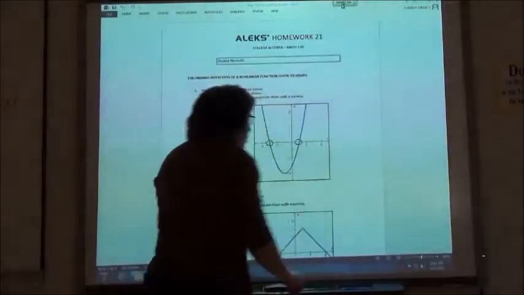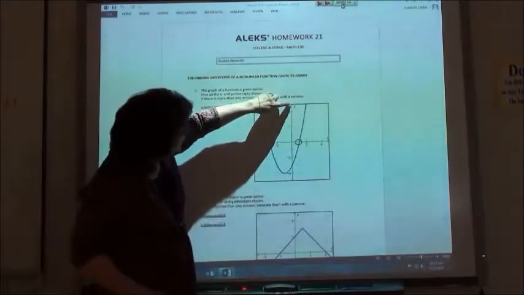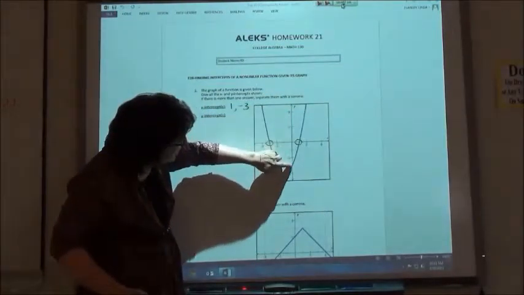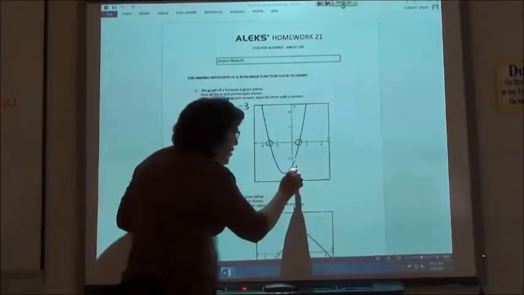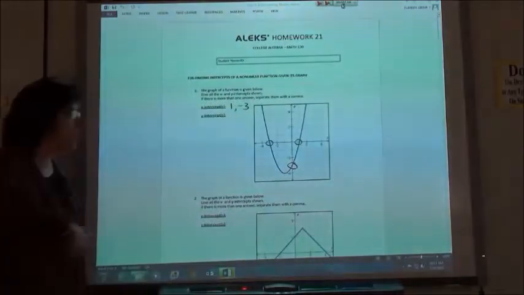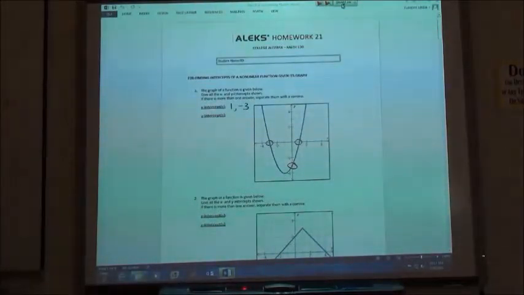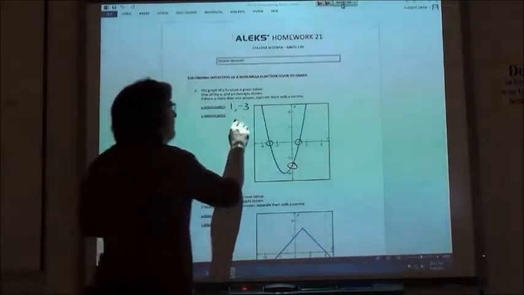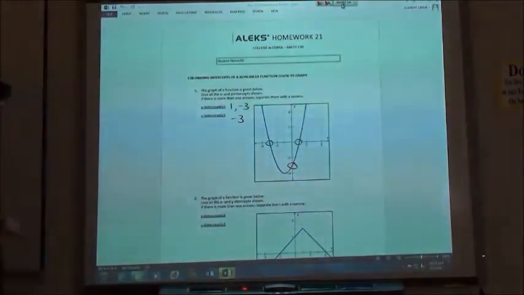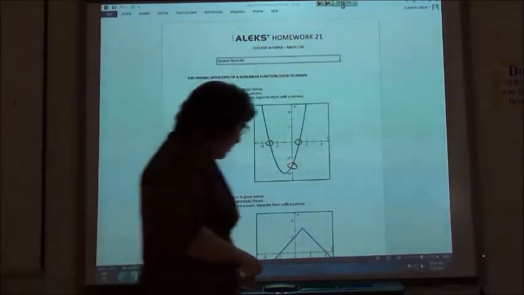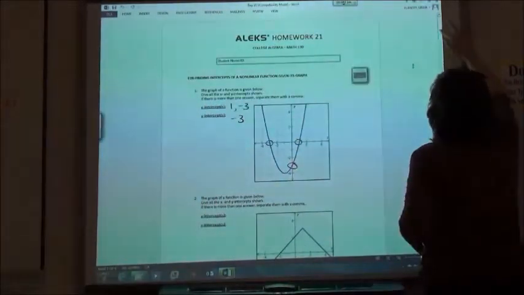My y-intercepts, where does it touch the y-axis? Well, if I look at the y-axis, this only touches in one spot. It touches right down here. Where's that one spot that it touches? -3, exactly. So my y-intercept is at -3. So that's all they want you to do on those ones, is be able to pick out what is the x-intercept, what is the y-intercept.